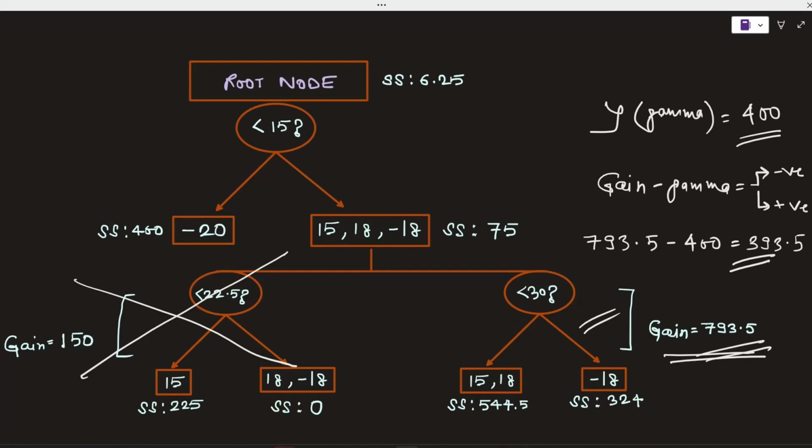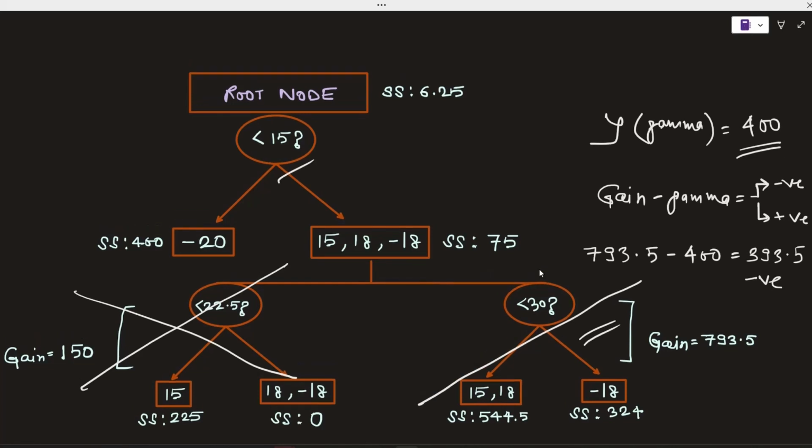But for a minute, just consider that this difference, in case it would have been a negative number, in that case, first of all, we will cancel out this particular branch. And then we will again check the same for this branch where the gain was 465.75 that we calculated earlier. So we will check the difference between this and the gamma value. In case that again turns out to be a negative value, we will cancel this entire tree. So ultimately, the key point is the difference between the gain value and the gamma term has to be positive, and then we will not prune the tree.